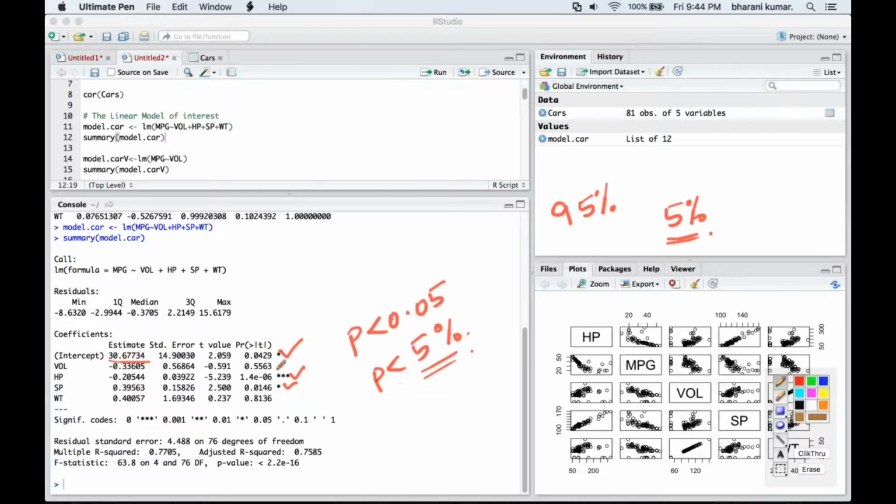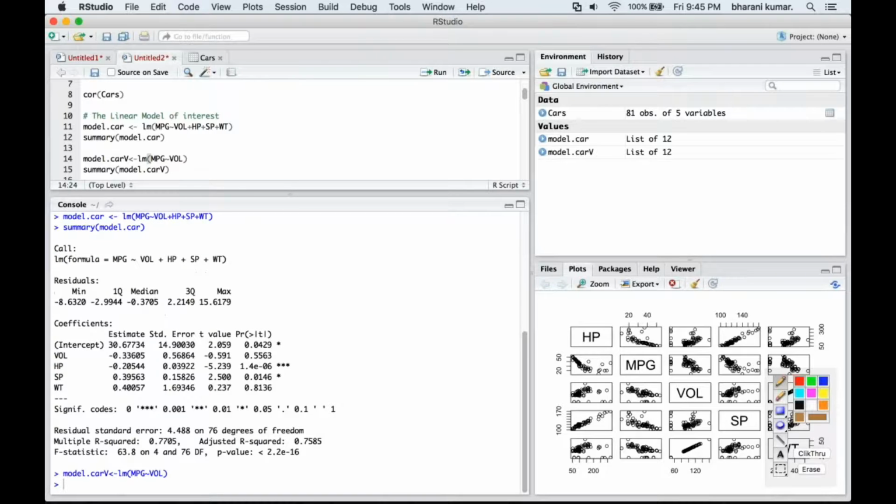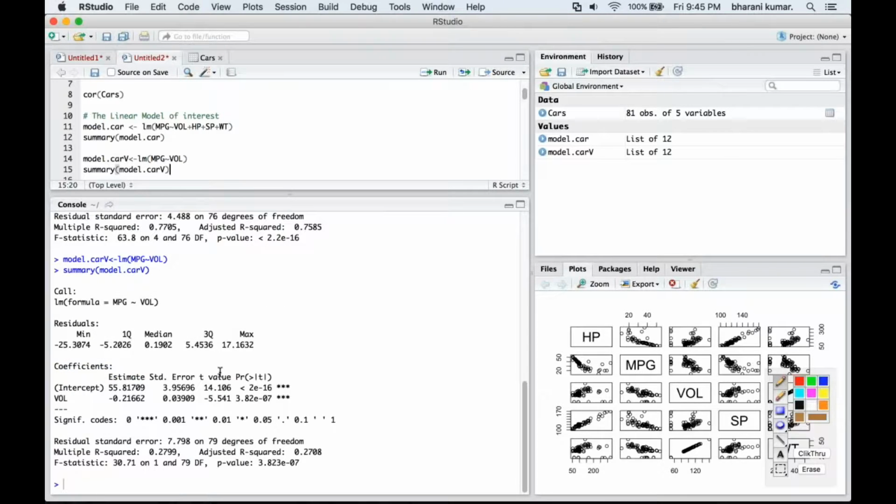Okay. Now what do we do with these two? Volume and weight. These two are not significant. So I'll try out something else. I will try to build a model only using volume, a linear regression model, and I've stored it in this object. So let me do a summary of that object. Okay, now here it seems to be significant.